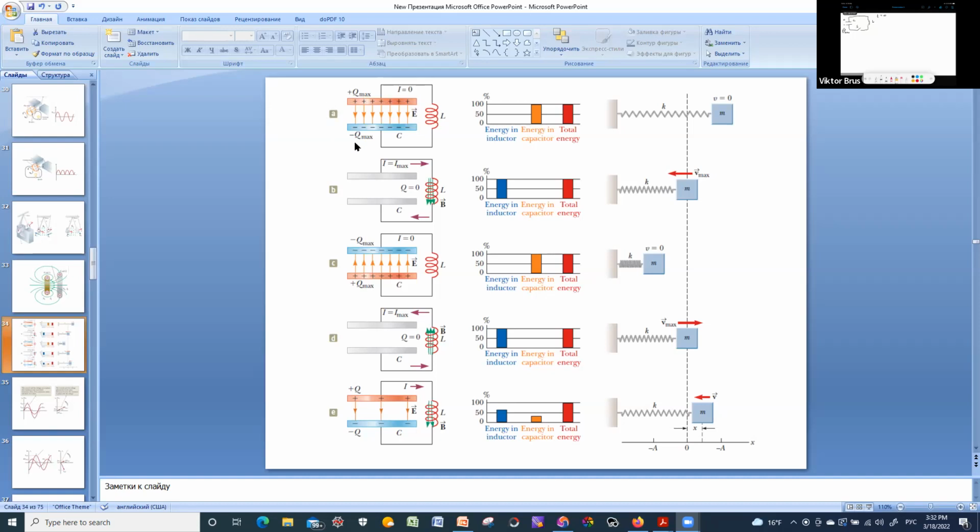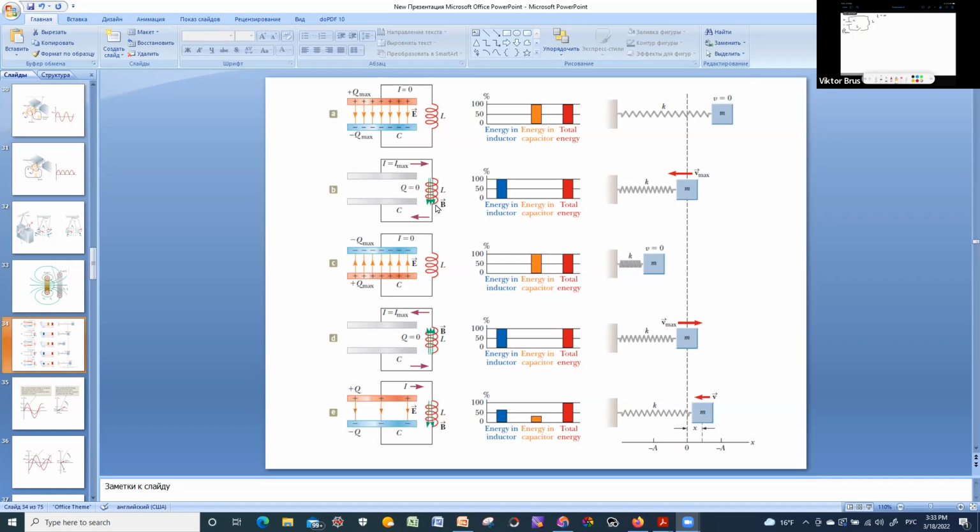Yeah, so this is the case. We start at the moment of time t equals 0. It is a fully charged capacitor and no current in the circuit. So when this capacitor starts to discharge, some current starts to flow through the electric circuit. At the initial moment of time, all energy is accumulated in the capacitor in the form of electric field. There is no magnetic field because there is no current.